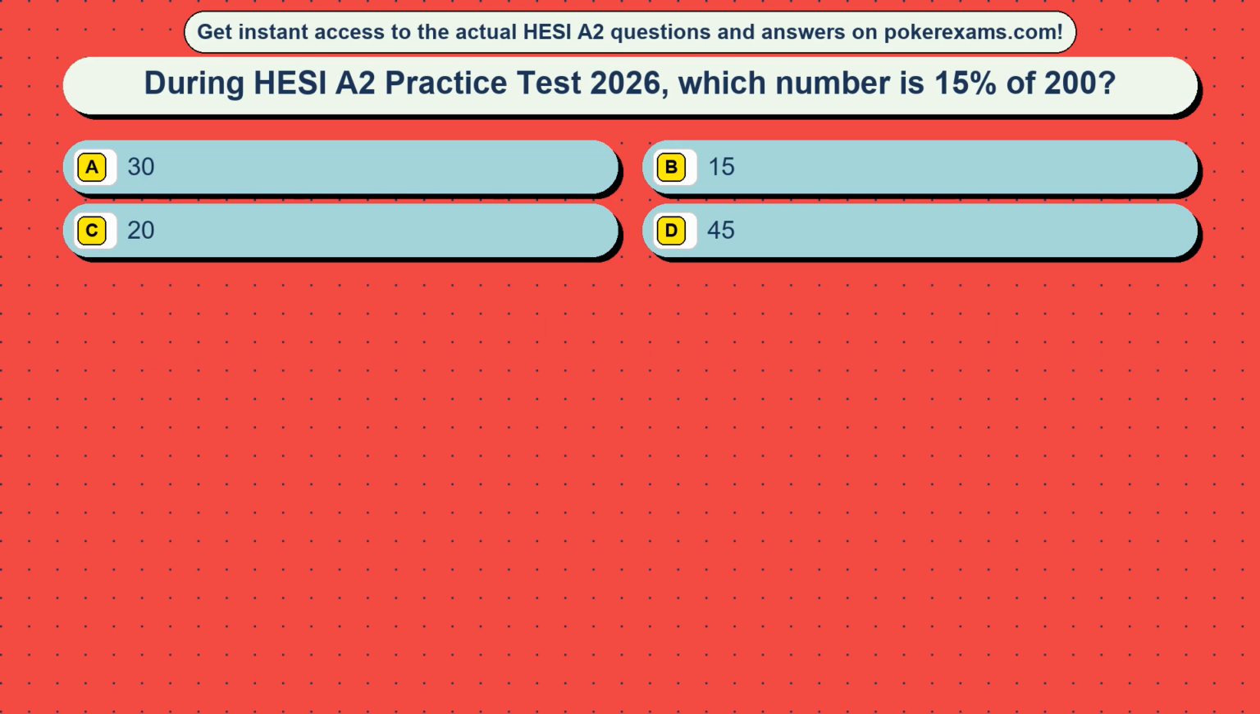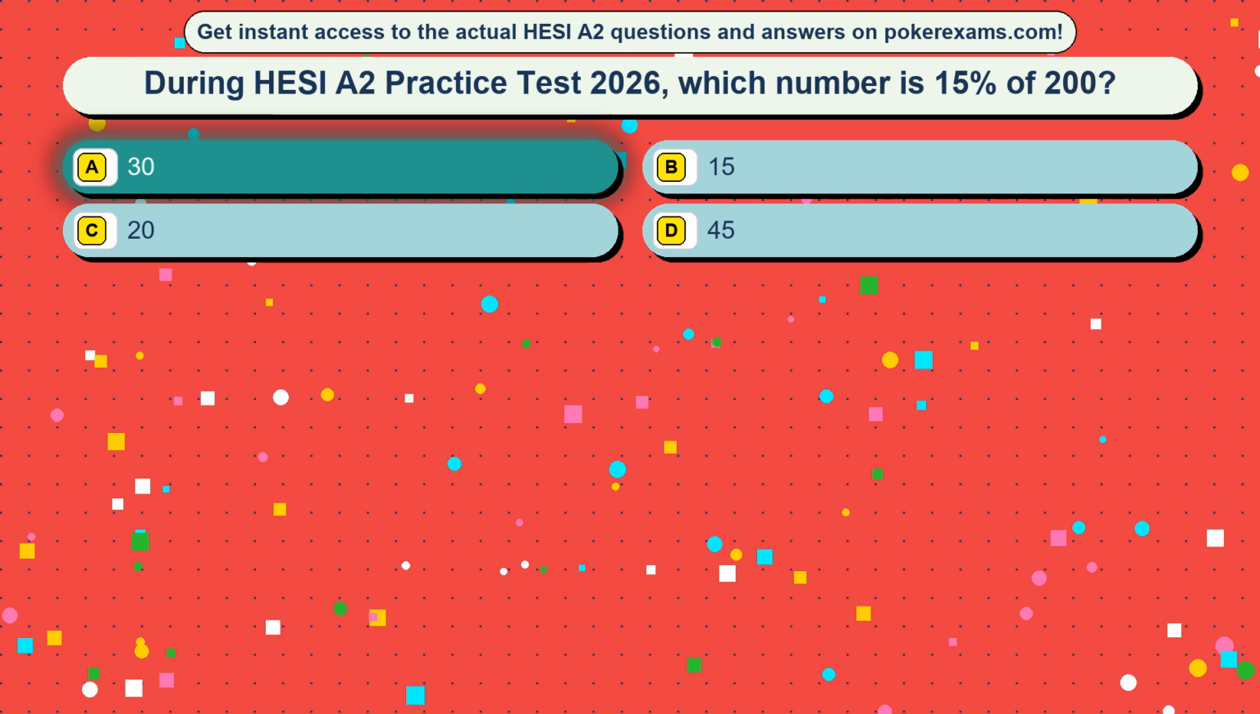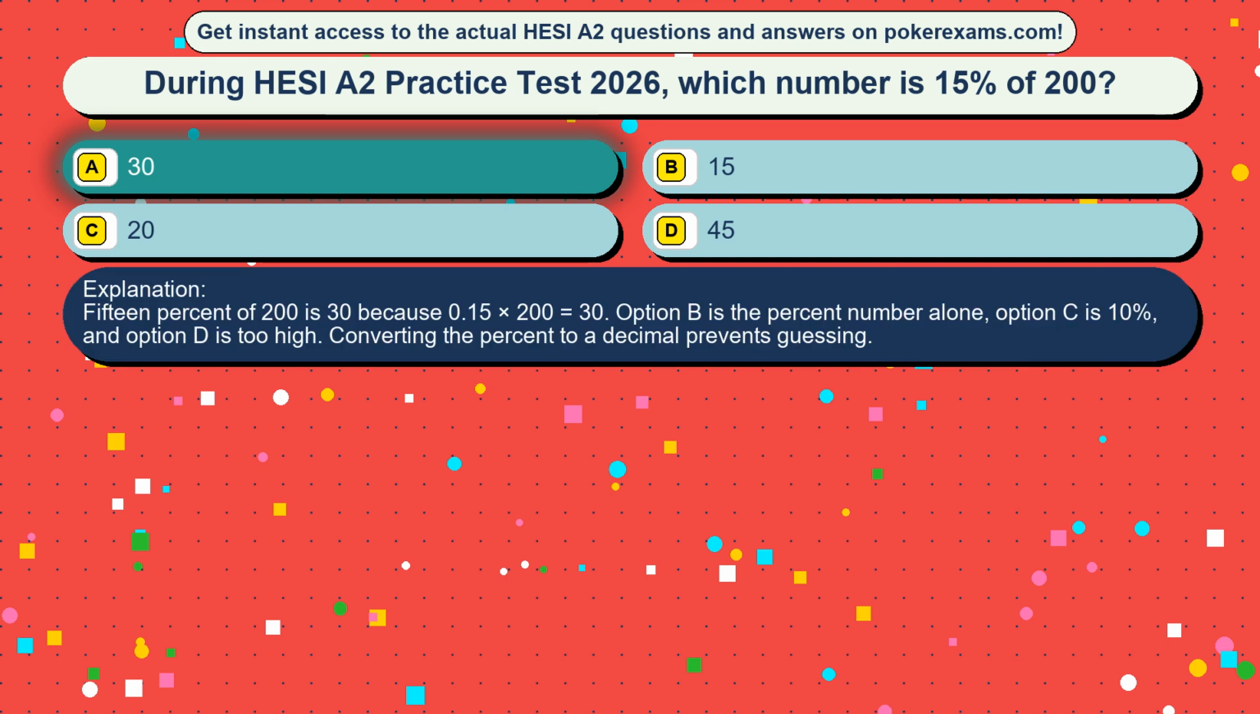Question 1. During HESI A2 Practice Test 2026, which number is 15% of 200? Option A, 30. Option B, 15. Option C, 20. Option D, 45. The correct answer is Option A, 30. 15% of 200 is 30 because 0.15 × 200 equals 30. Option B is the percent number alone, Option C is 10%, and Option D is too high. Converting the percent to a decimal prevents guessing.